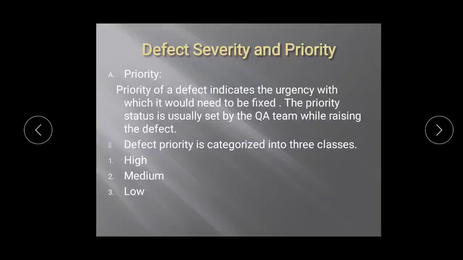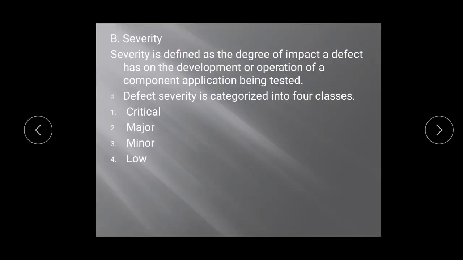Next is severity. Severity is defined as the degree of impact a defect has on the development or operation of the component or application being tested. So severity is the level of effect on the software at the development or operation stage where the application is being tested. Defect severity is categorized into four classes: critical, major, minor and low.